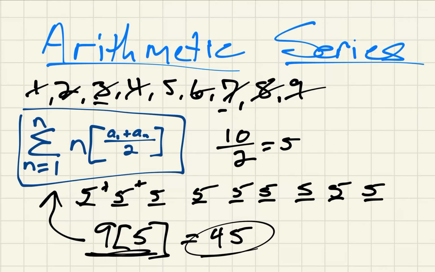So hopefully that shows you a little bit how we derive this formula, just finding the average of the first and last term and multiplying it times how many terms we have. And that is how we do that every single time.